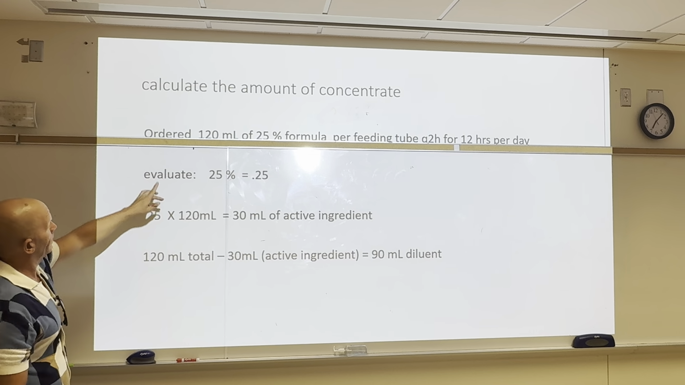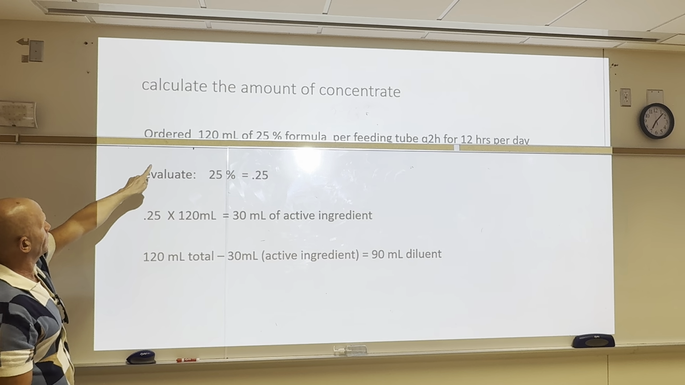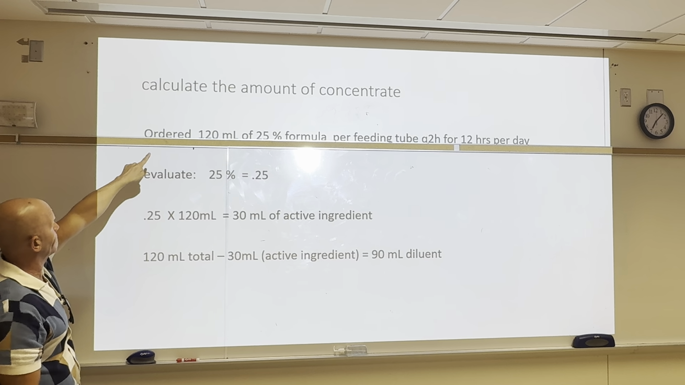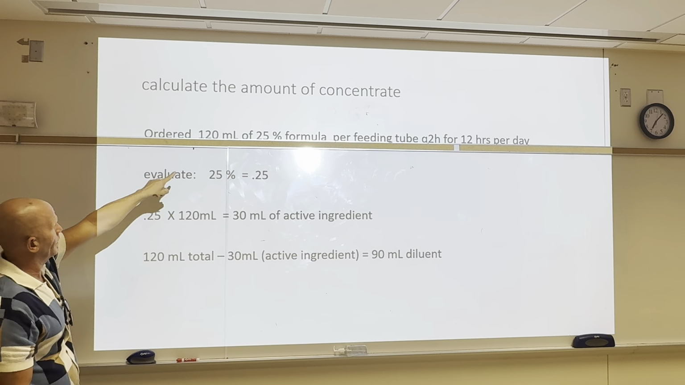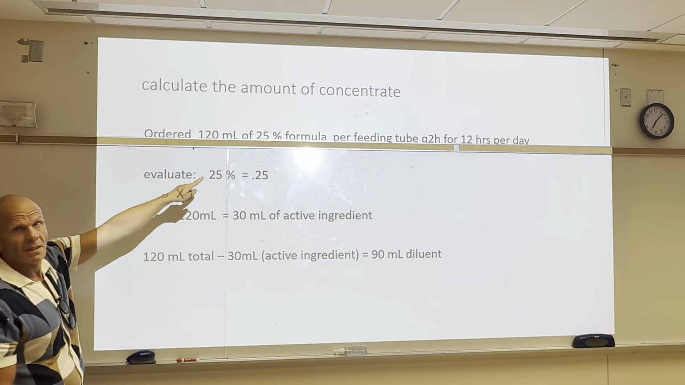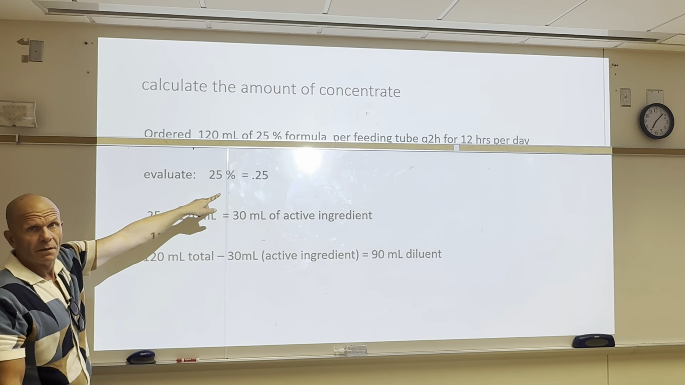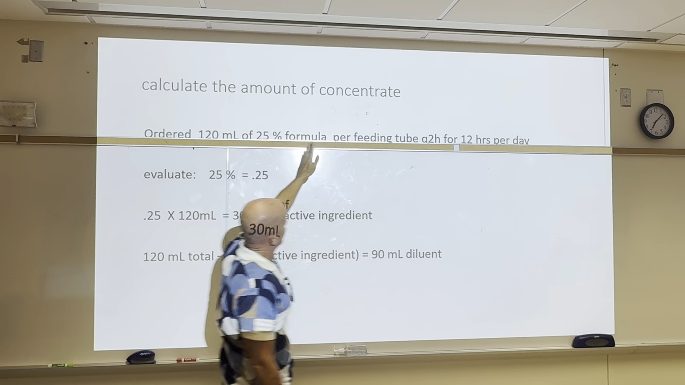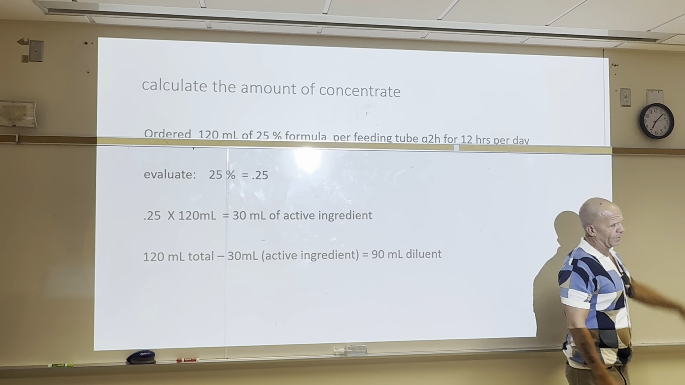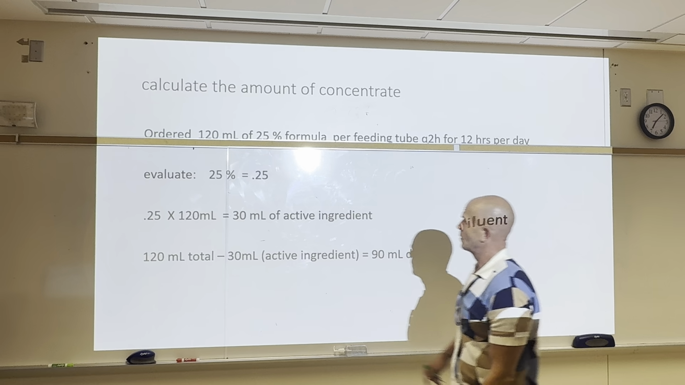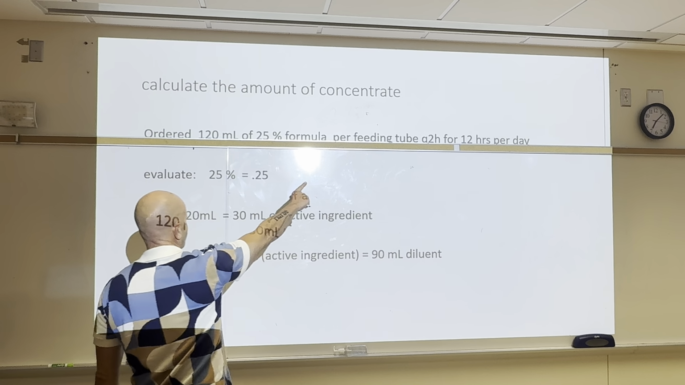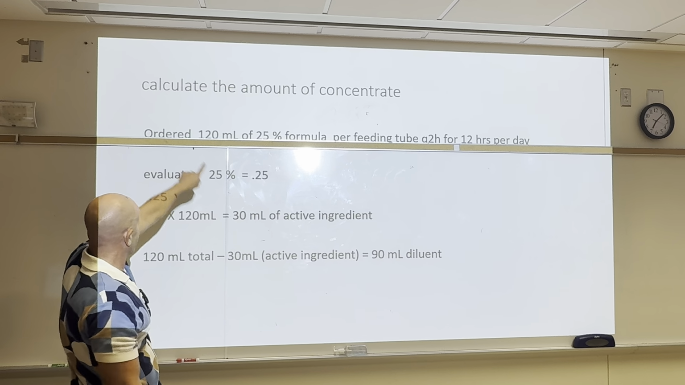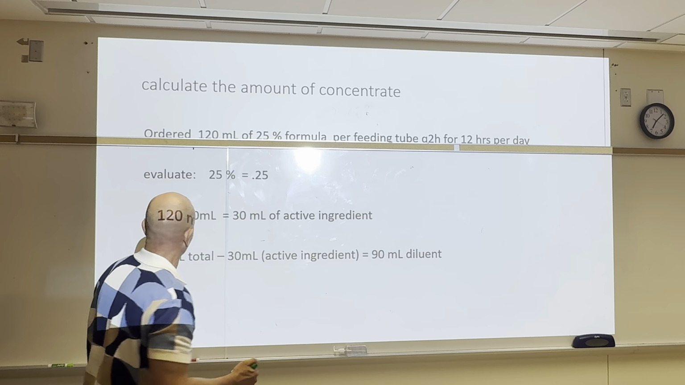So evaluate. They're saying 25%, 120 mL. You have to calculate the amount of concentrate. You have ordered 120 mLs of 25% formula. Okay. We're feeding by tube every 2 hours. Don't worry about this right here, it does not need to be known. So, 25% formula, you've got 120 mLs. So what's 25% of 120?